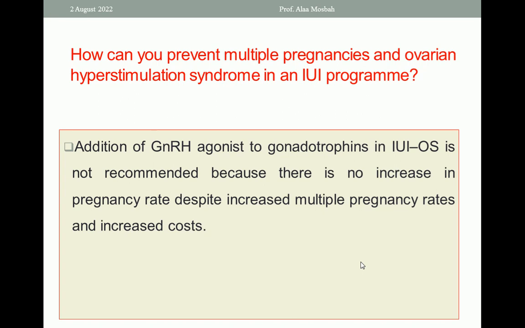addition of GnRH agonist to gonadotropins in IUI with ovarian stimulation is not recommended. Why? Because there is no increase in pregnancy rate despite increased multiple pregnancy rate and increased cost. So why to use it if it will cause multiple pregnancy with its complication, if it will increase the cost, and at the same time there is no increase in pregnancy rate than others. So why I'm using GnRH agonist in addition to gonadotropin? So please don't add GnRH to gonadotropin in case you are doing intrauterine insemination with ovarian stimulation.